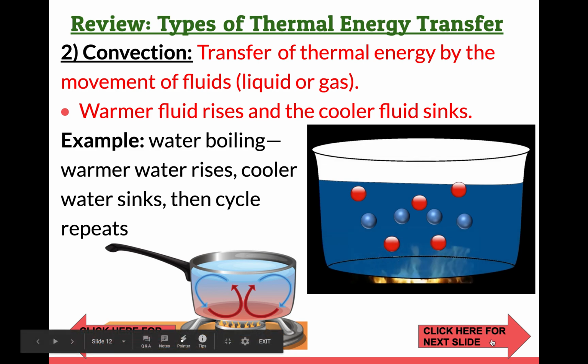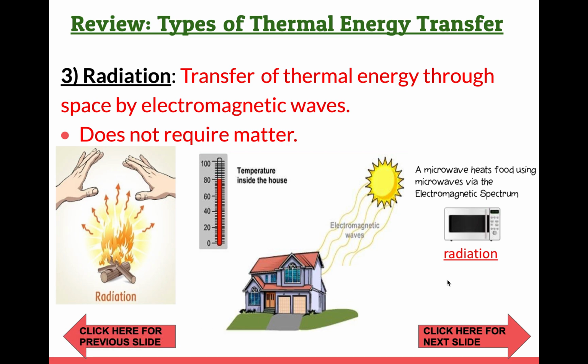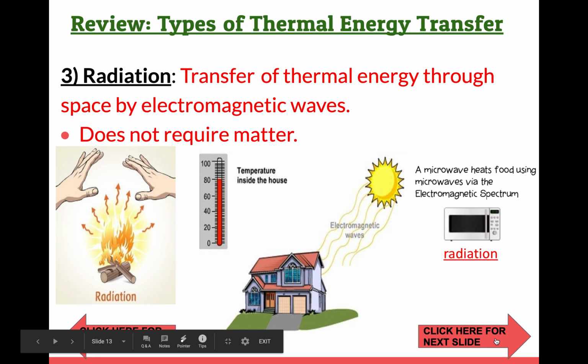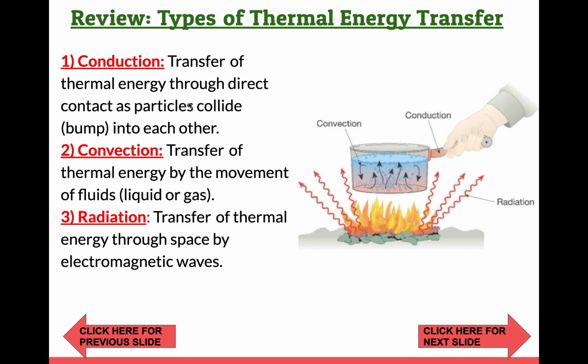And then radiation is the transfer of thermal energy through space by electromagnetic waves. It does not require matter. So things like when you feel heat from the fire, from the sun, when you use the microwave, all of those things are transferring thermal energy by electromagnetic waves. The sun and the fire, they don't have to touch you in order for you to feel the thermal energy. It's transferring by these waves called electromagnetic waves. So again, please know all three words and their definitions.